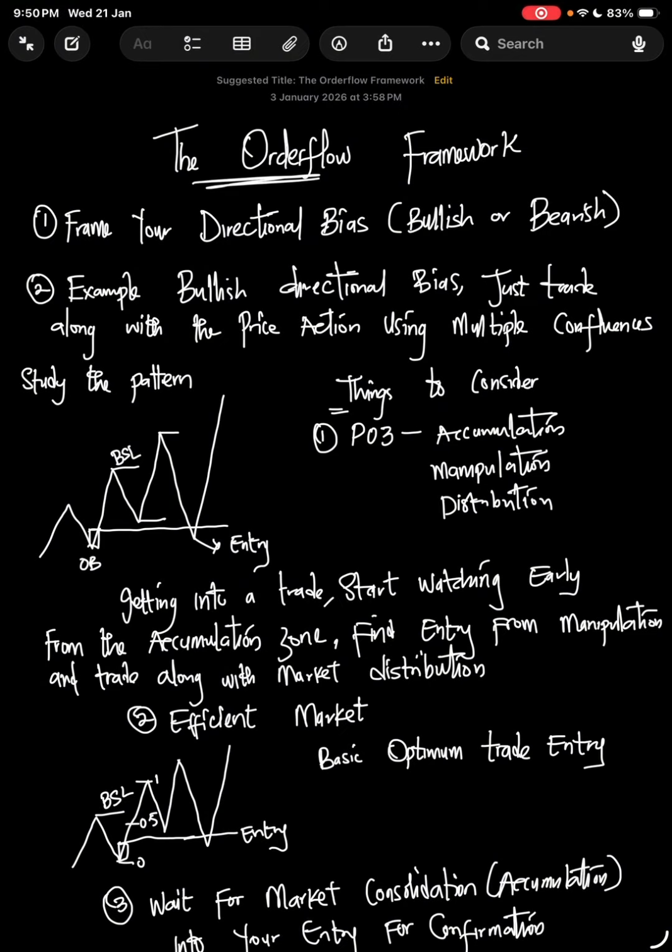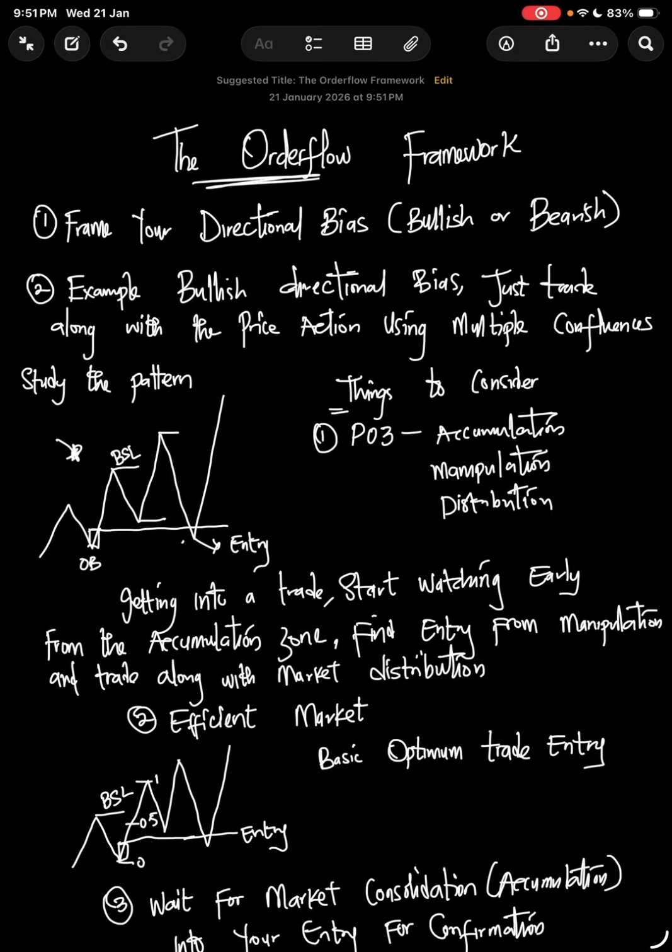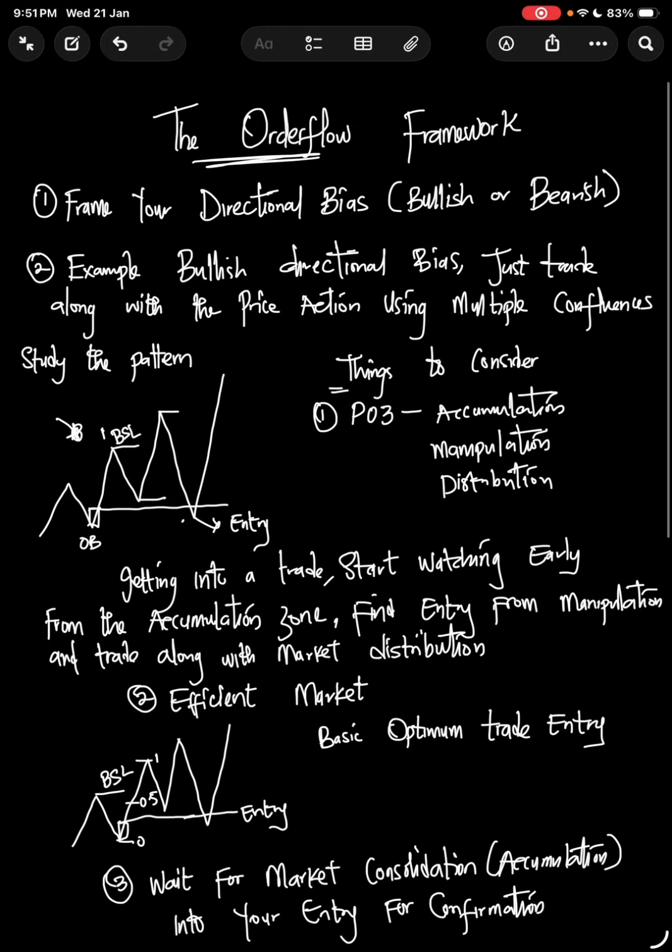Now, if you have determined your directional bias, the second thing is, in the case of what happened today, for example, bullish directional bias, just trade along with the price action using multiple confluences. Study this pattern. Now, this is the order flow pattern. For an example, pay attention to this part. Now, number one is you want to anticipate a buy side liquidity sweep.